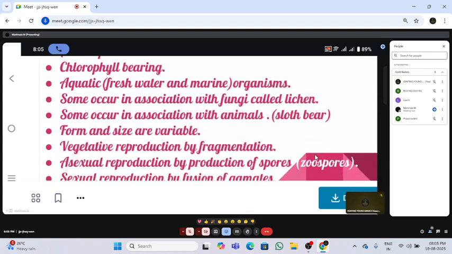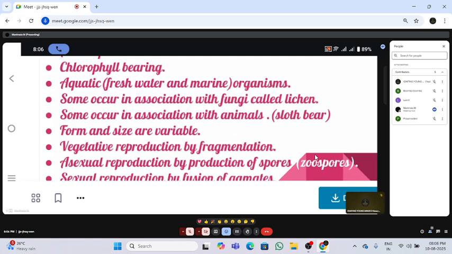Their form and size are very variable. For example, free floating algae are called phytoplanktons, which mostly live in aquatic habitats. The plant body ranges from unicellular to multicellular, so the thallus may be unicellular or multicellular.